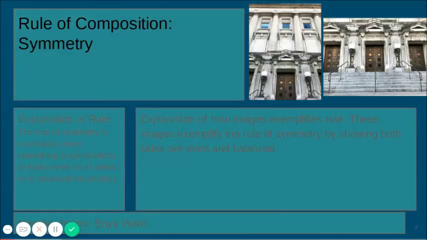The rule of symmetry is essentially when something is symmetrical, or looks even on all sides, or is balanced on all sides. These images exemplify the rule of symmetry by showing both sides are even and balanced.